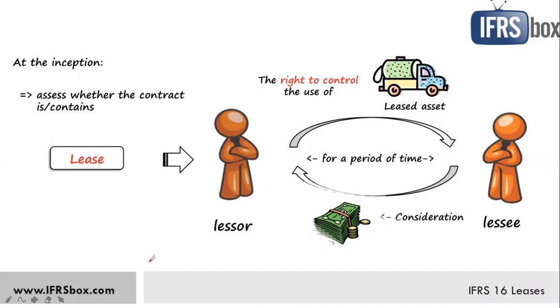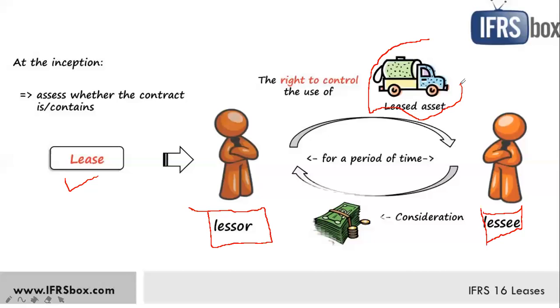Going back to the diagram, I can explain what a lease is. There are two parties. Lessor means the owner, and the lessee means the person who wants to use that asset for some time. There will be an asset. This asset will be transferred to the lessee, and the owner will be given some cash in return.